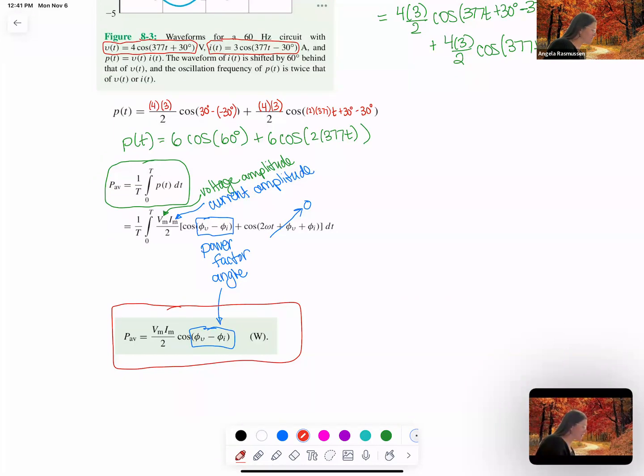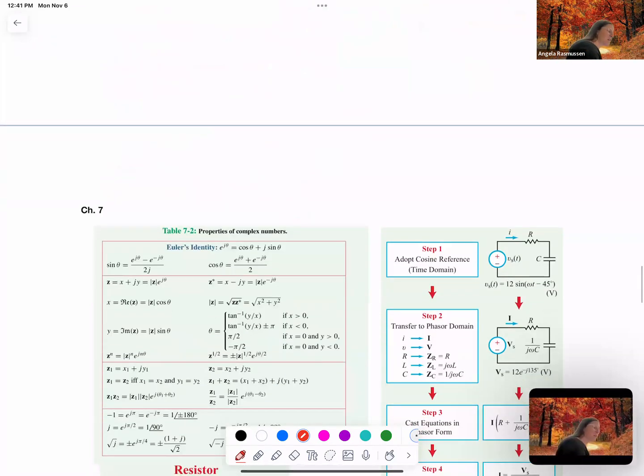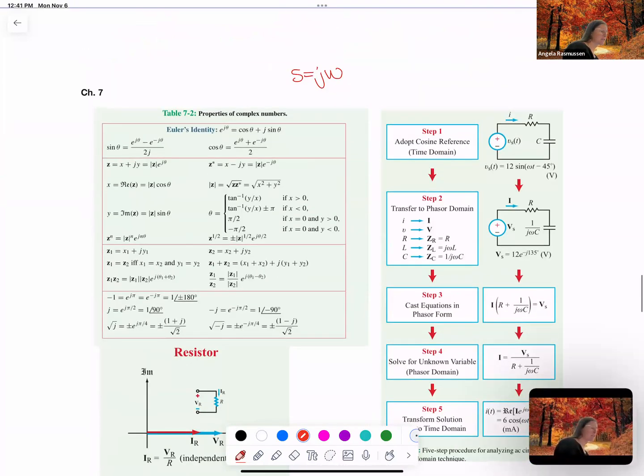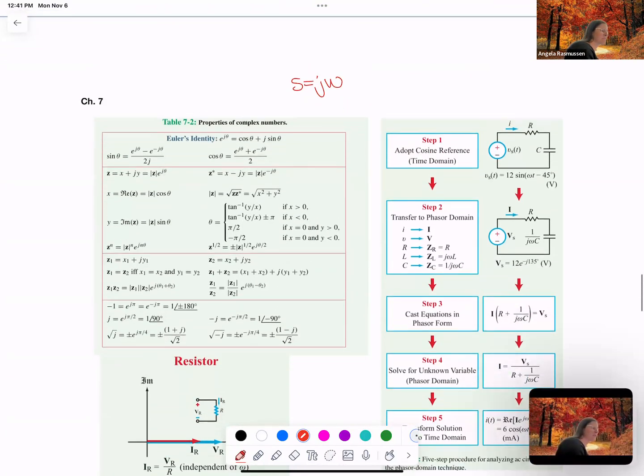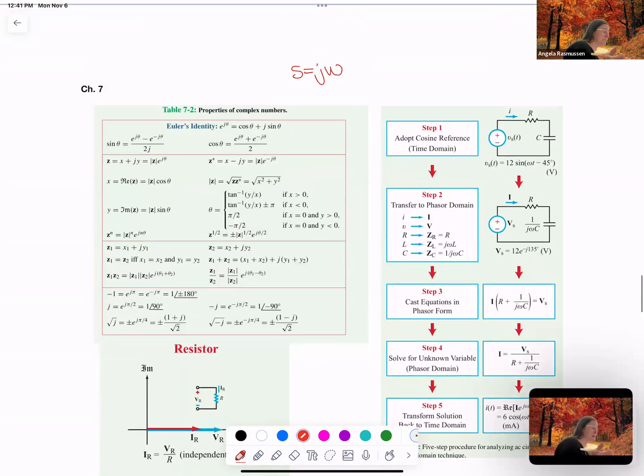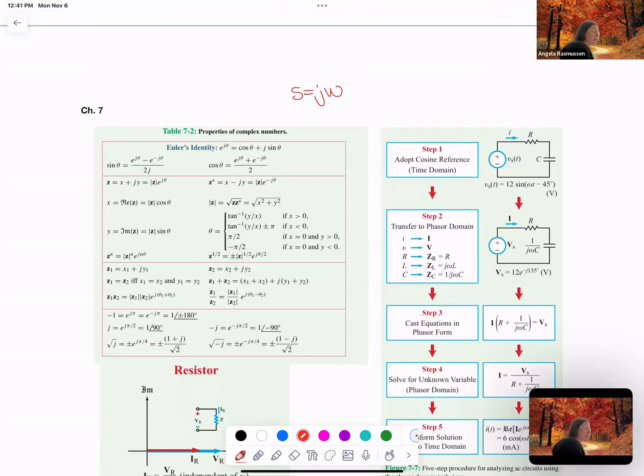In our talk of complex numbers, we've used the term just S so far. Now we're also going to talk more about S being equal to J omega. So S equals J omega, I'll just leave it there. And then these are properties of complex numbers.